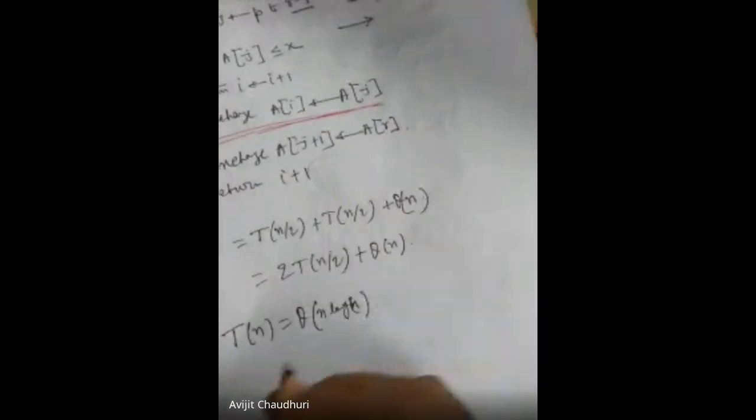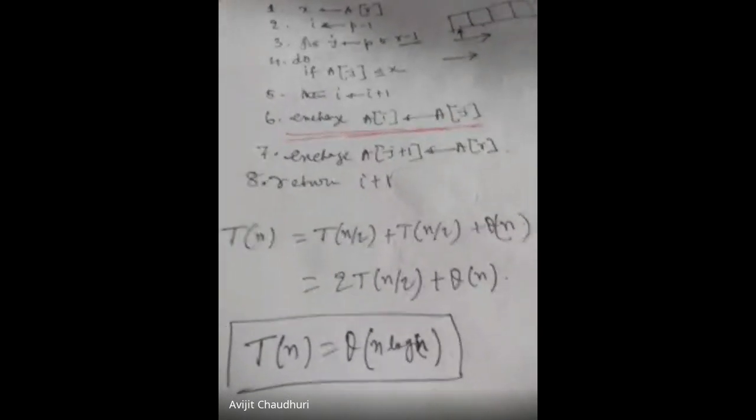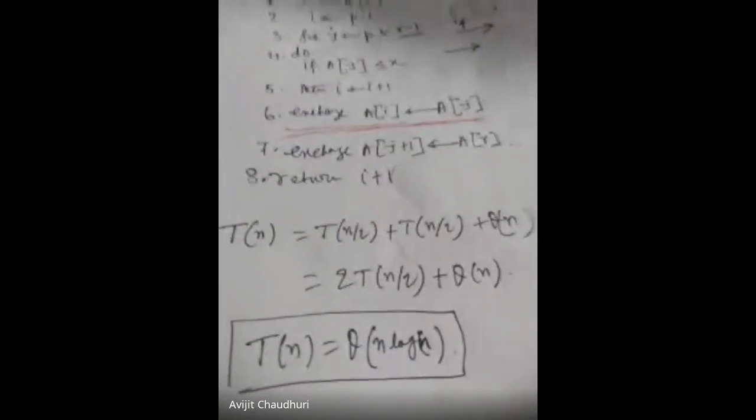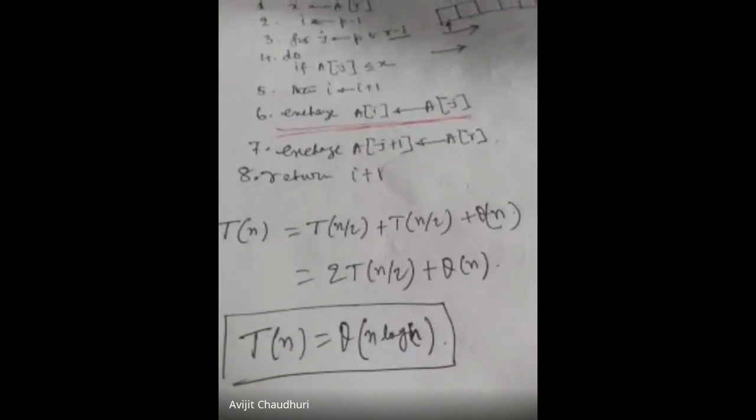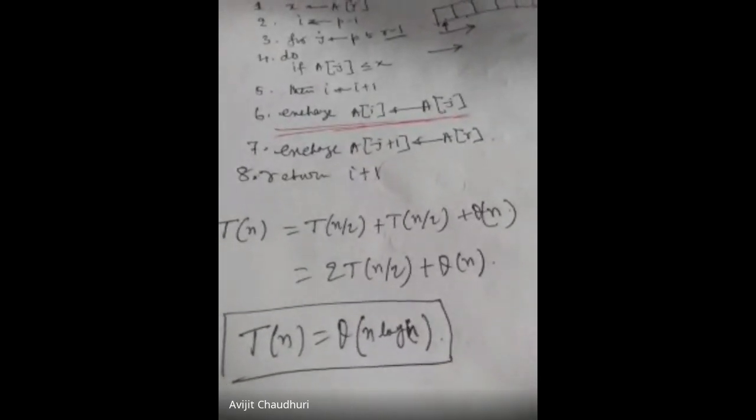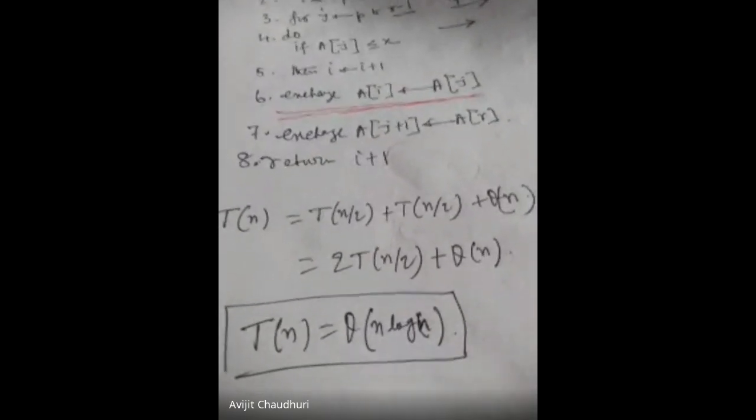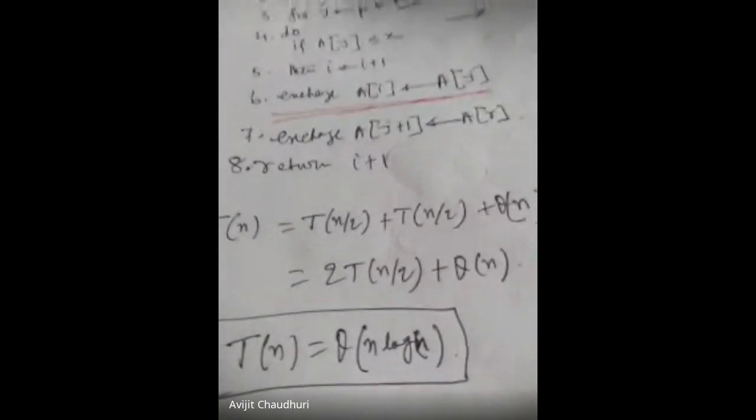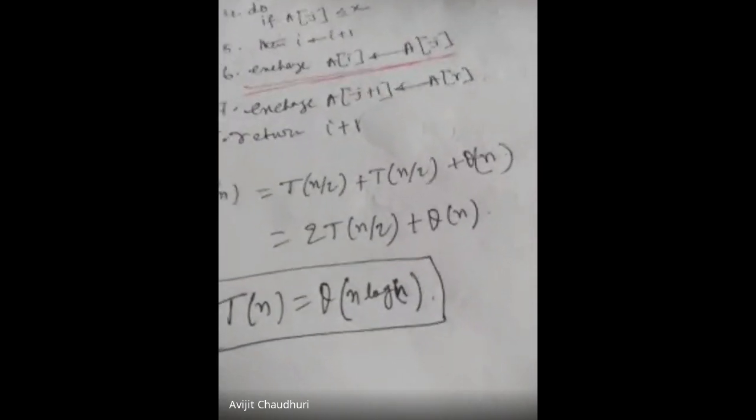N log n. Same thing like the previous one, quick sort. Sorry, merge sort. The same, because here also we are using the divide and conquer technique. Now in the worst case, the situation will be different.